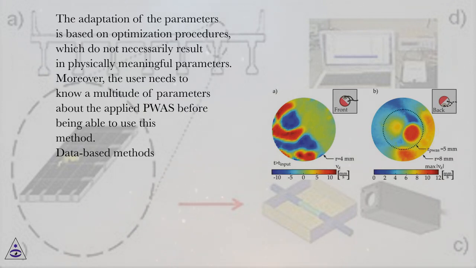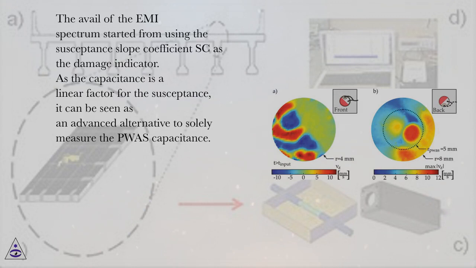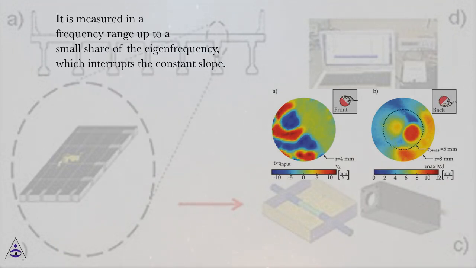Data-based methods. The avail of the EMI spectrum started from using the susceptance slope coefficient SC as the damage indicator. As the capacitance is a linear factor for the susceptance, it can be seen as an advanced alternative to solely measuring the PWS capacitance. It is measured in a frequency range up to a small share of the eigenfrequency, which interrupts the constant slope.